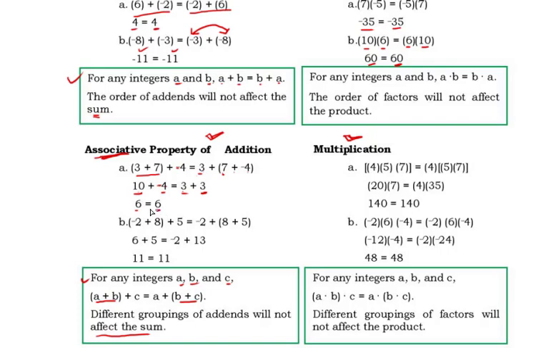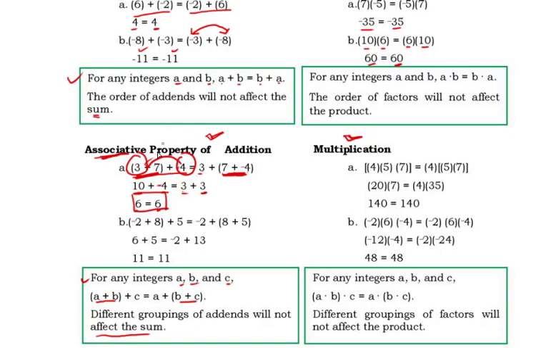Kung napansin po ninyo, sa left side, ang nakagroup ay yung first two addends. Sa right naman po, ang nakagroup ay yung second and third. Pero, ang final sum nila ay iisa lang. Okay, so meron po kasi silang tinatawag na associative property of addition. So, kahit po ang i-add nyo muna dyan itong dalawa, pagsamahan nyo po itong dalawa, ganun pa rin po ang makukuha nyo sagot.